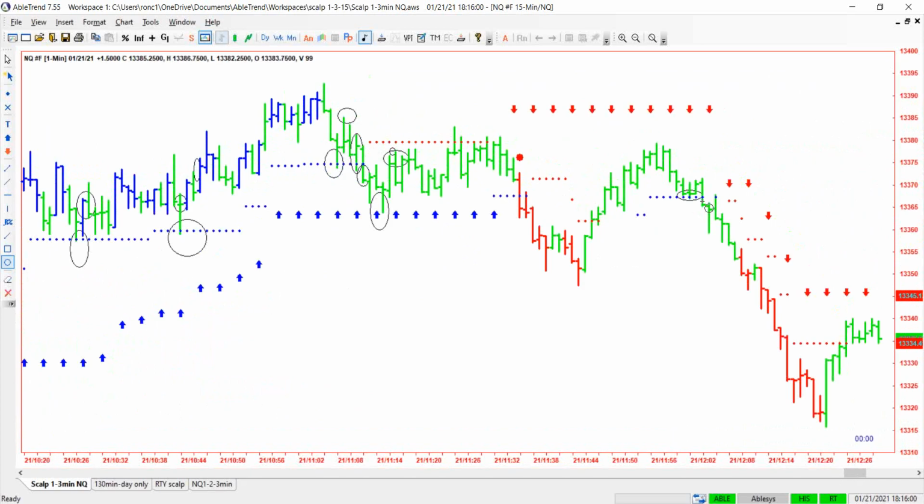Losing trade here. It's a valid trade. I only lost 2 points on that one, but I like to make it 5. Call it a 5-point loss.